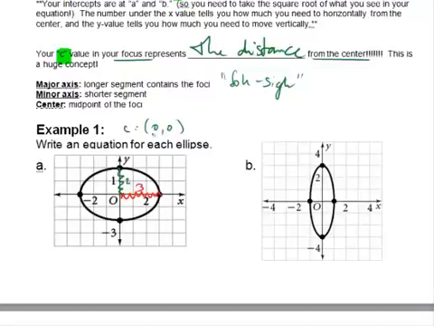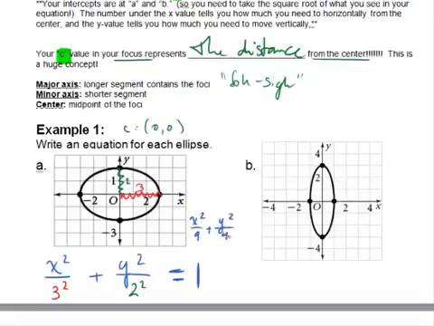So in our equation, since the center is 0, 0, it's going to be x squared over something plus y squared over something. There's no h and k. And an ellipse is always equal to 1. The 3 over here, since it's horizontal, is going to go underneath the x, so 3 squared or 9. And then the 2, running up and down, is going to go underneath the y squared, so 2 squared or 4. So we could say it's x squared over 9 plus y squared over 4 equals 1. That's the standard equation for this ellipse.